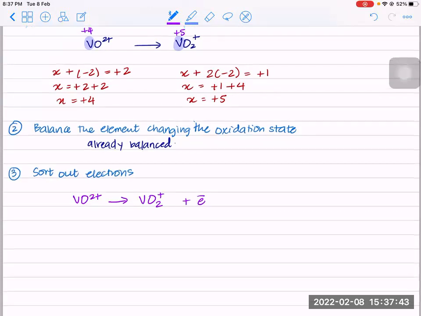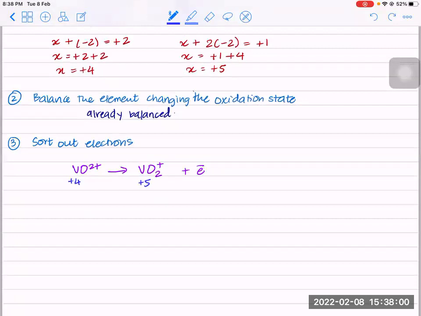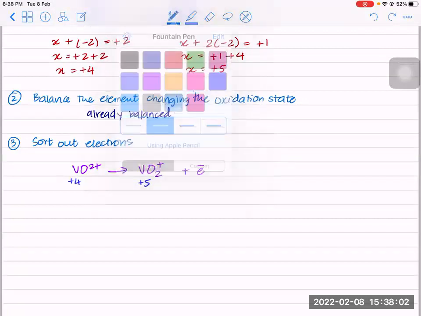So you see the state was changing from +4 to +5. That showed that it is undergoing oxidation. Oxidation is a loss of electrons. It is changing by 1. Therefore, this must be losing 1 electron. Clear? Then you sort out the oxygens in the next step.